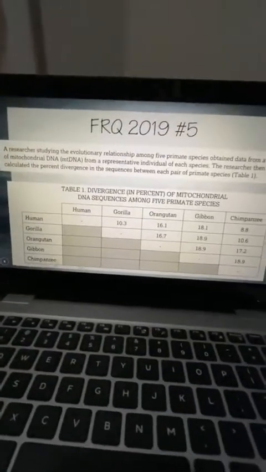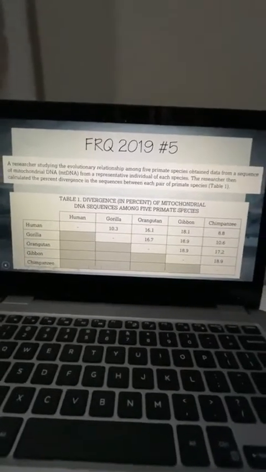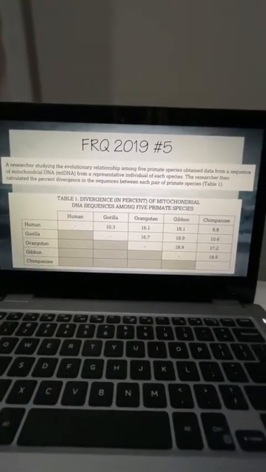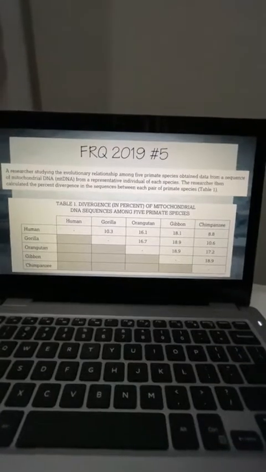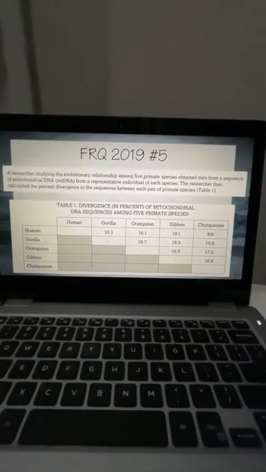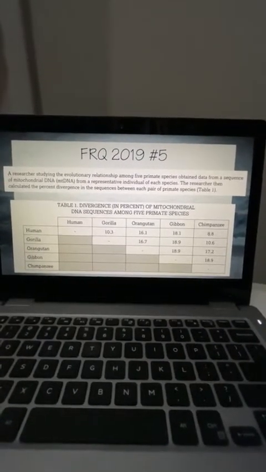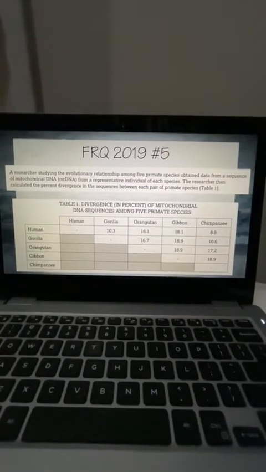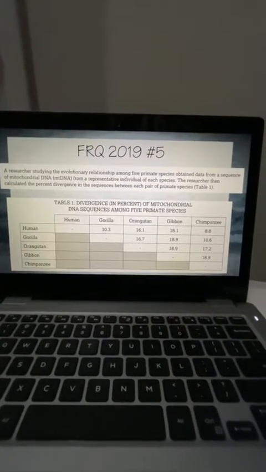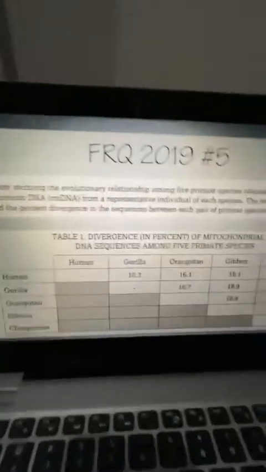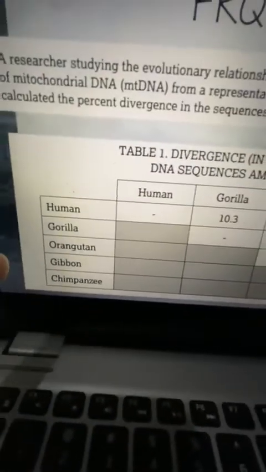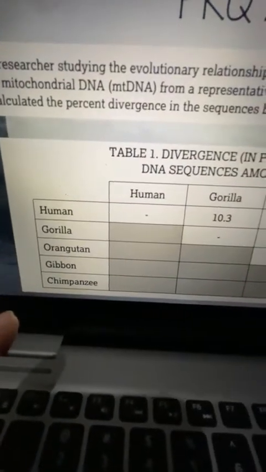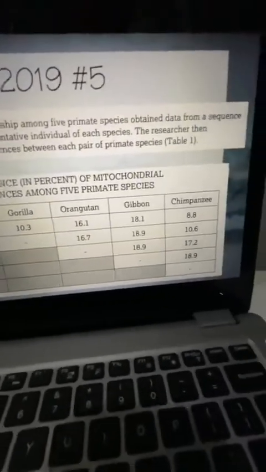A researcher studying the evolutionary relationship among 5 primate species obtained data from a sequence of mitochondrial DNA from a representative individual of each species. The researcher then calculated the percent divergence in the sequences between each pair of primate species. And you see this table 1. So you see we have the human, the gorilla, the orangutan, the gibbon, and the chimpanzee. And you see we have the same ones across the top.